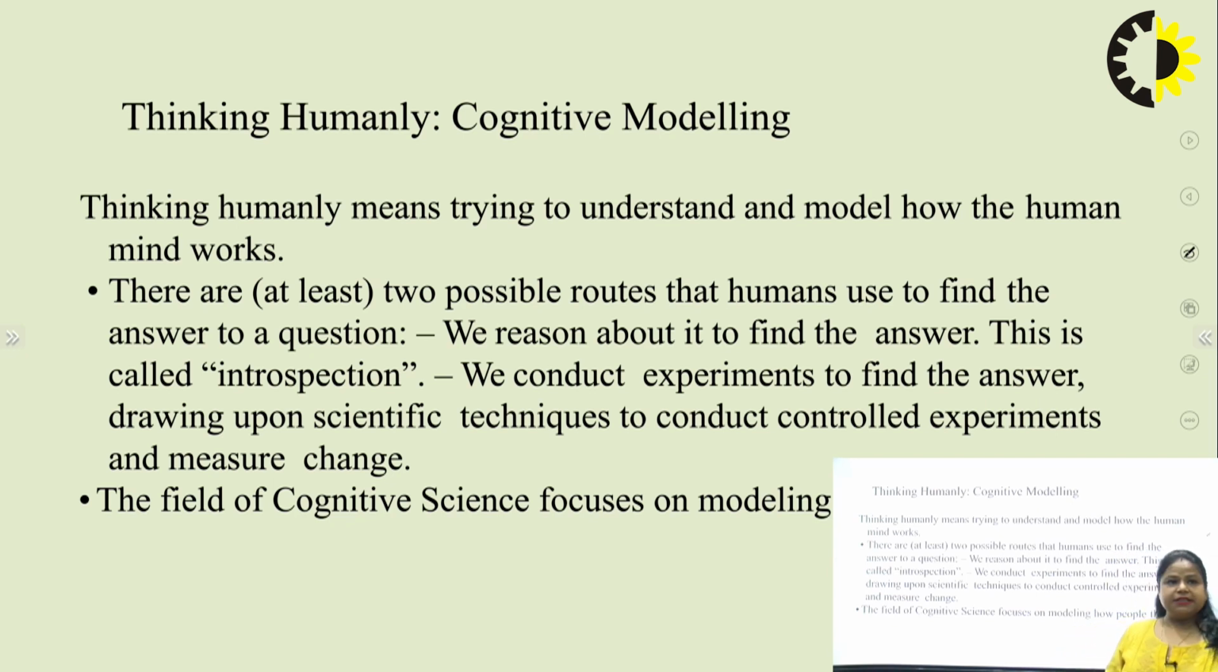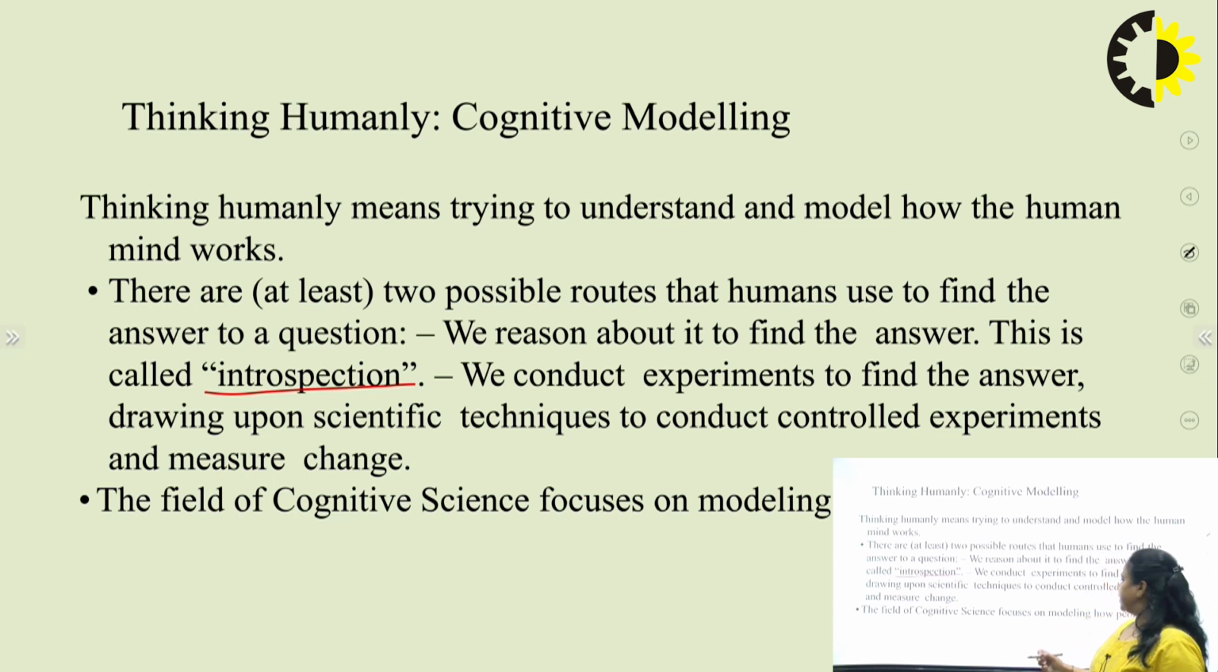So there are at least two possible routes that humans use to find the answer to that particular question. We reason about it to find an answer. That particular term is called introspection. In the case of introspection, we are conducting experiments to find the answers, drawing upon the scientific techniques to conduct controlled experiments, and we have to find the measured values. So on the basis of that only, we can do the introspection for the particular thinking model, right?